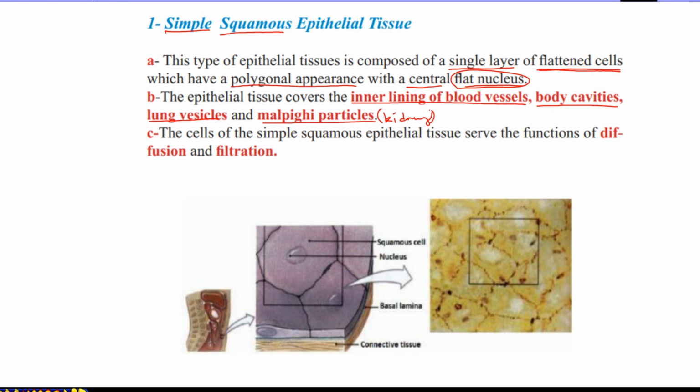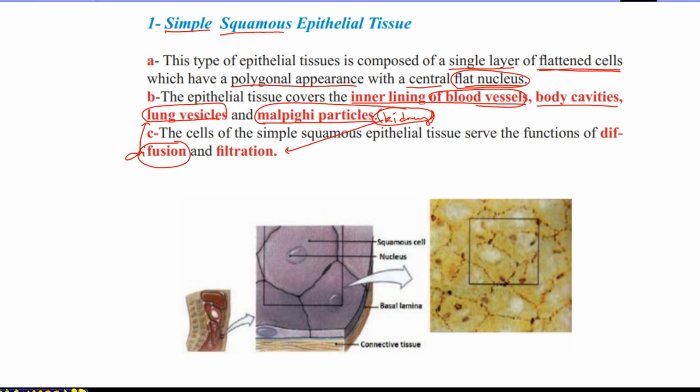The function of simple squamous epithelial tissue is diffusion. Lung vesicles are the part of the body where oxygen and carbon dioxide exchange happens by diffusion, and it is related to the inner lining of blood vessels, especially microscopic blood vessels. Blood capillaries provide material exchange between tissues and blood, also with diffusion. And these Malpighian particles are parts of the kidney. We know the main function of the kidney is filtration, so if we know the location, which part of the body, we can assume the function of these tissues.